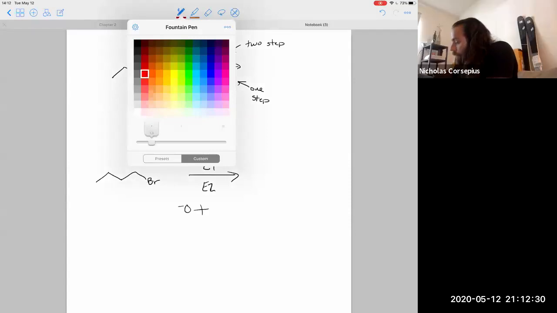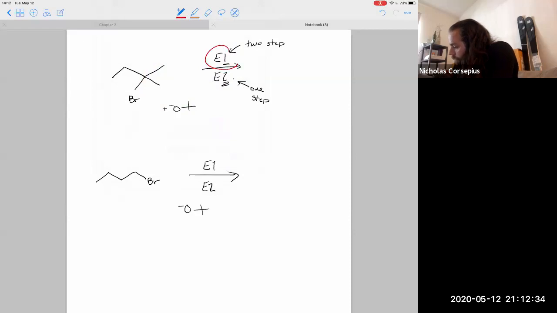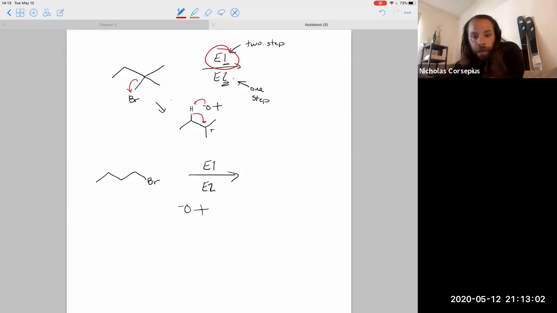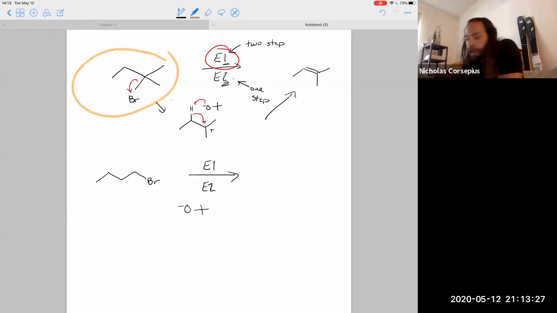So the first step here, E1, that means that the first step is just that formation of the carbocation. Base isn't involved at all yet. Then we get a tertiary carbocation. Then the next step is the base coming along, removing that hydrogen, and at the same time, that pair of electrons comes down to give me my double bond. All right, so again, E1, because in this first step here, we only have 1 species.